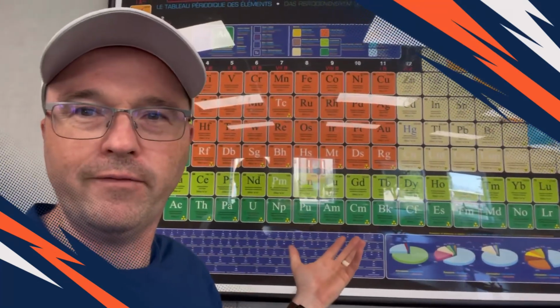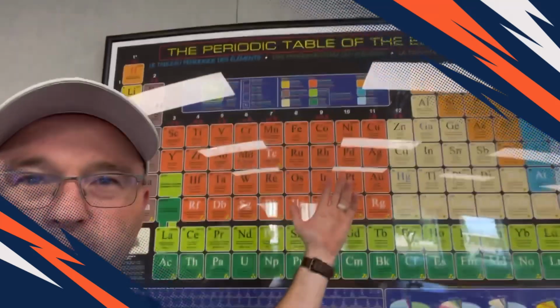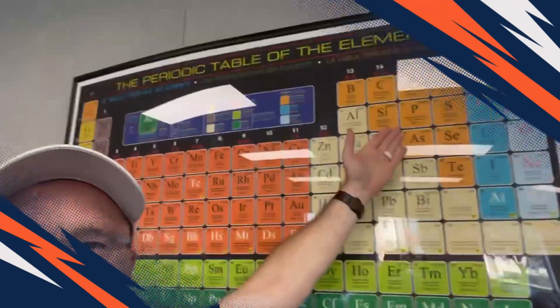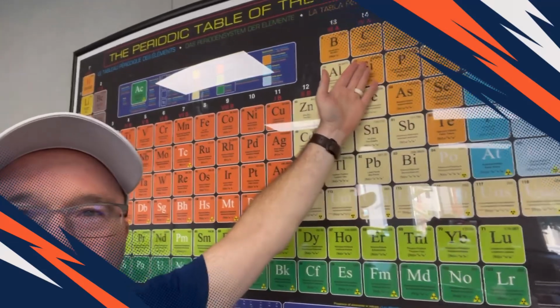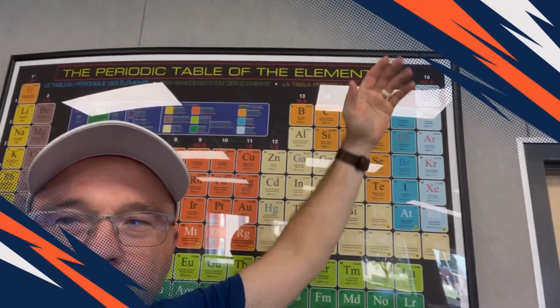So behind me is a periodic table of elements, and you'll see that there are different elements that you're probably familiar with. Up here we've got the lighter ones. We've got carbon and nitrogen and oxygen, hydrogen up there, and those are all elements that are important when it comes to biology and life, okay?